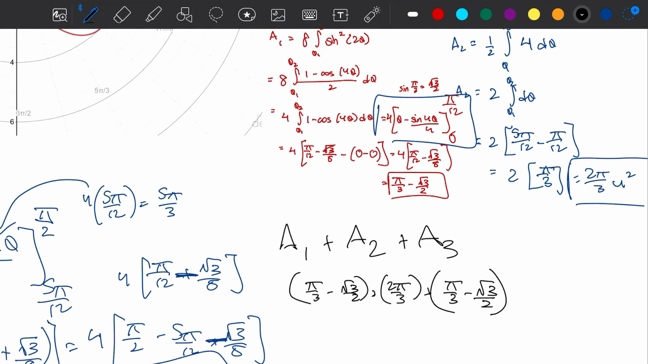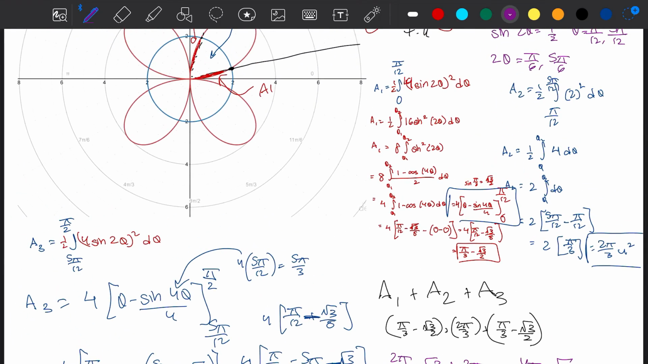Now, this is basically doubling it, so you're going to have 2 pi over 3 minus root 3 plus 2 pi over 3, which equals 4 pi over 3 minus root 3. Now, for 4 petals, multiply that by 4, so your total area is equal to 4 times 4 pi over 3 minus root 3 units squared.